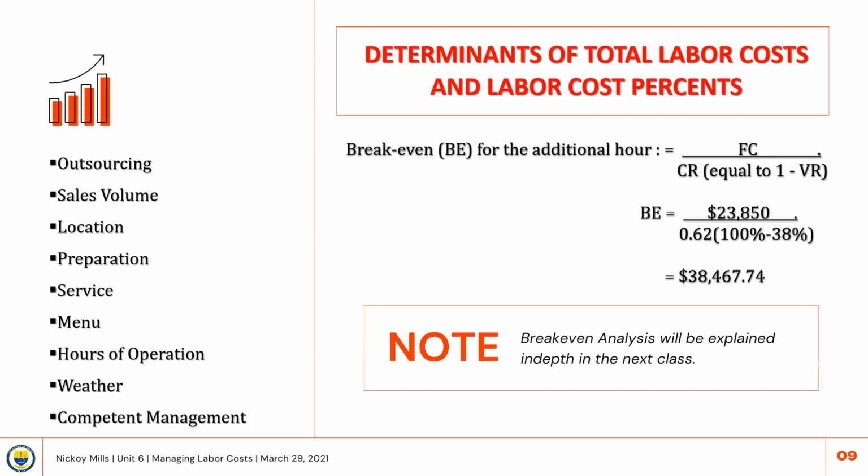Sometimes employees can be sent home early if the restaurant is overstaffed, although this may have a negative impact on employee morale, labor turnover, and performance. Another determinant of labor cost is competent management. So the cost of labor is always affected by management's ability to plan, organize, direct, control, and lead the organization in such a way that the desired level of employee performance is obtained at the appropriate level of cost.